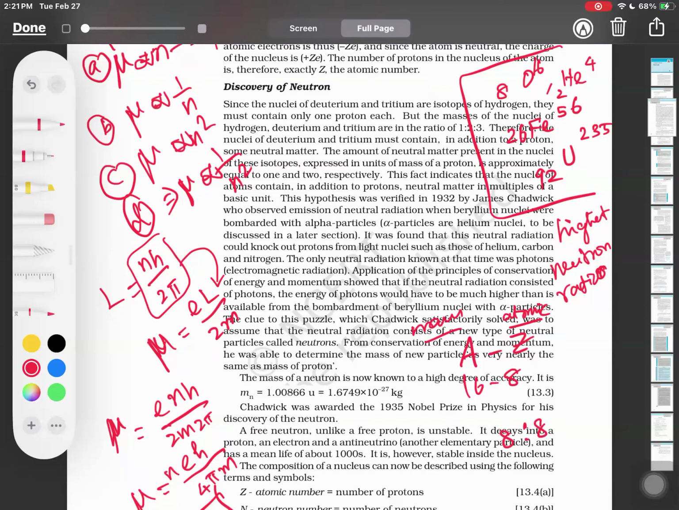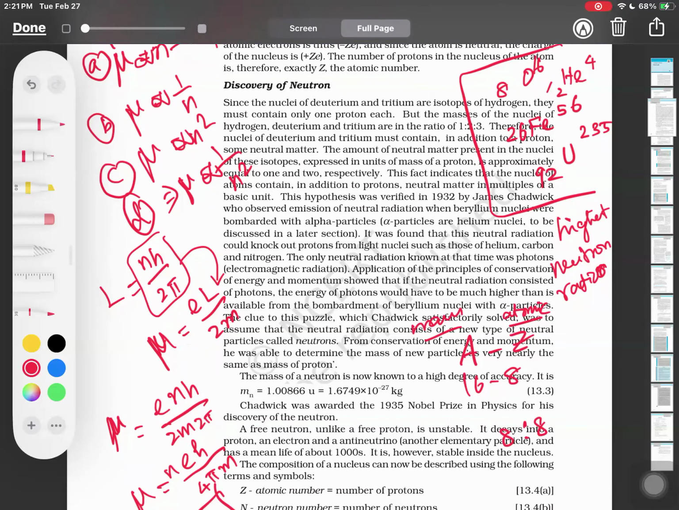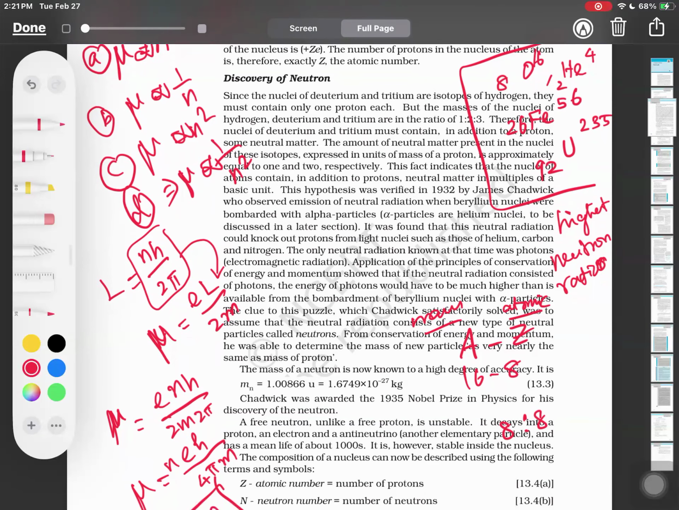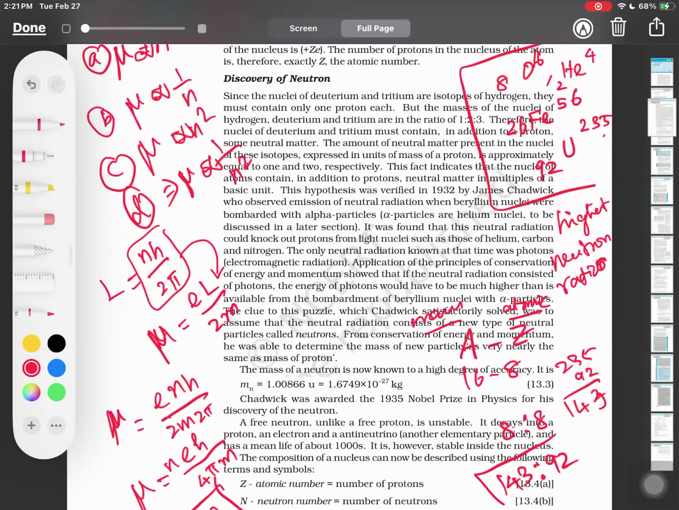Then similarly, you can find for helium. Helium is very less. Only uranium will be considerable. Uranium, what is the number of protons? 92. So what is 235 minus 92? 143, right? So 143 is to 92. So this ratio is very much high, right? Like that way you can explain.